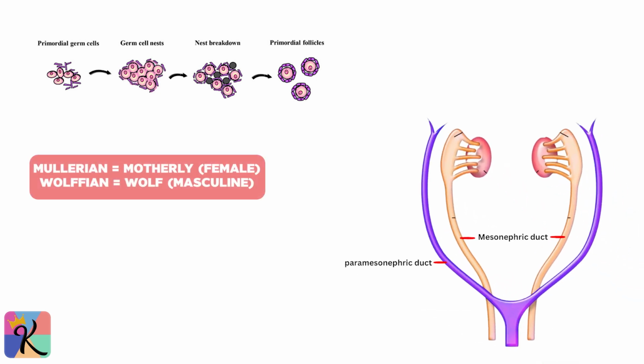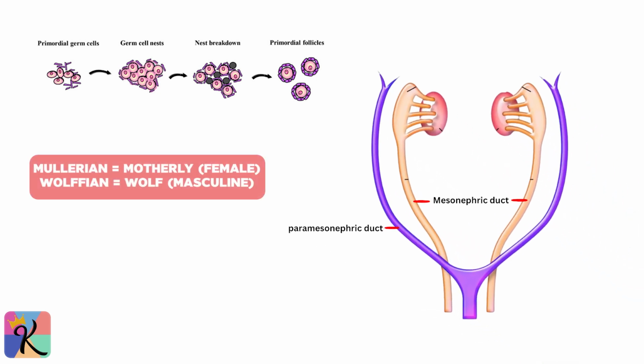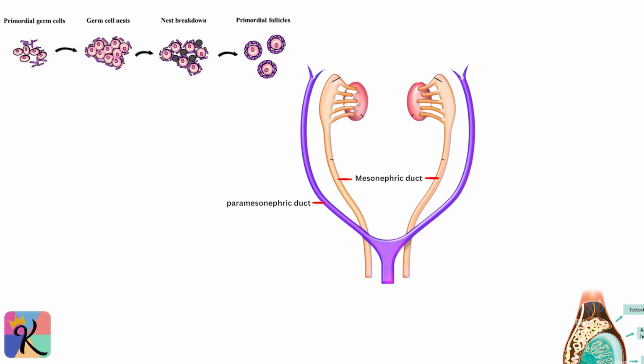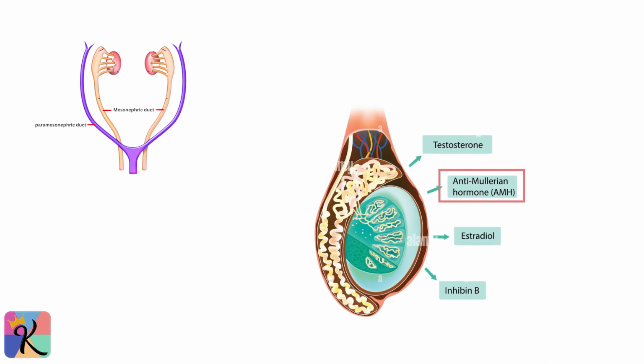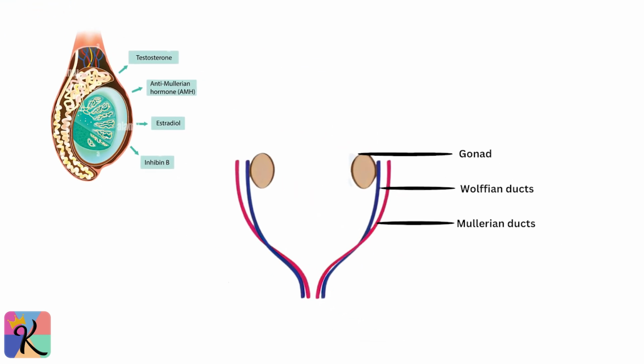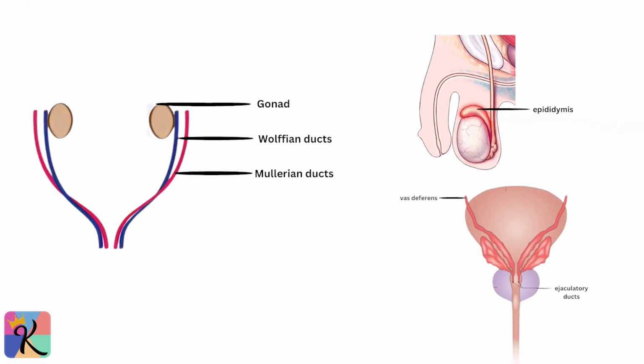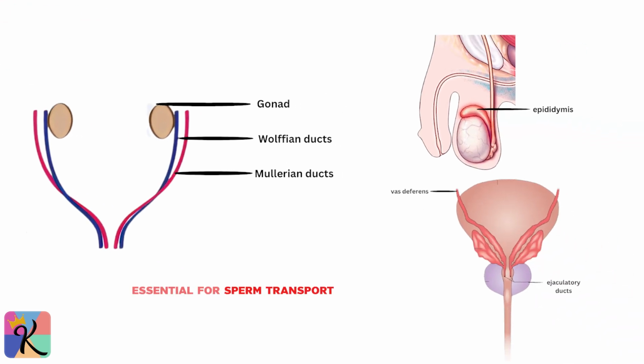At first, the embryo contains both mesonephric, Wolffian, and paramesonephric, Müllerian ducts. The path these ducts take depends on hormone presence or absence. In males, anti-Müllerian hormone from Sertoli cells causes the degeneration of Müllerian ducts, leaving behind vestigial structures. Testosterone promotes the growth of Wolffian ducts into the epididymis, vas deferens, and ejaculatory ducts, essential for sperm transport.